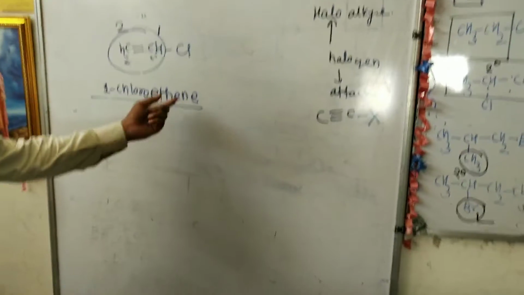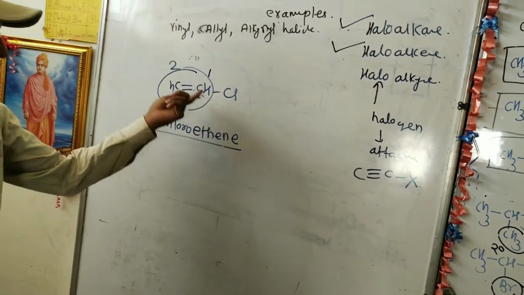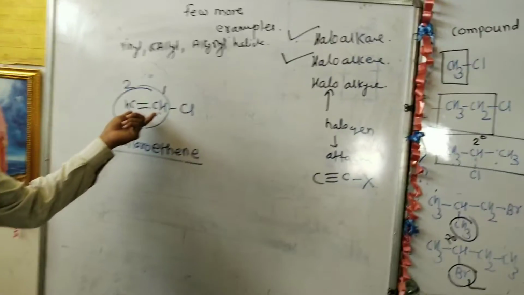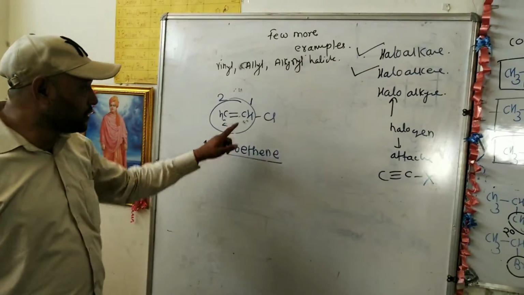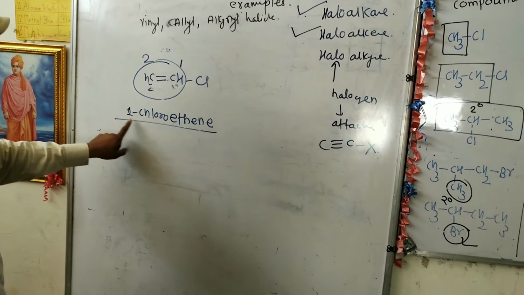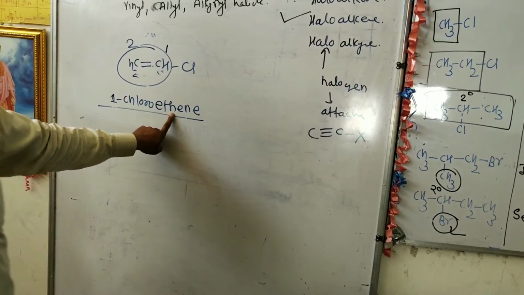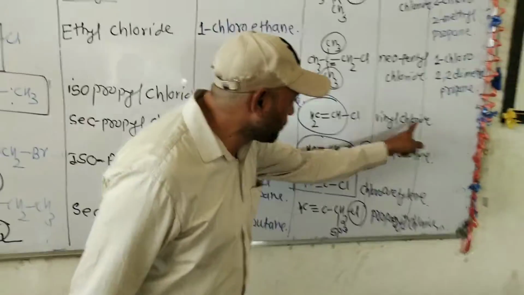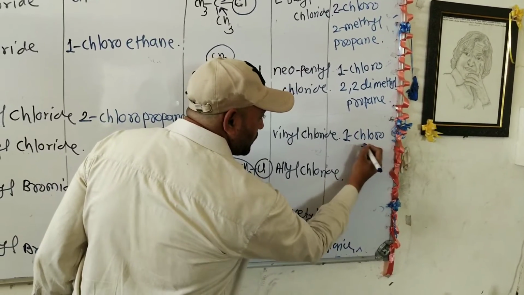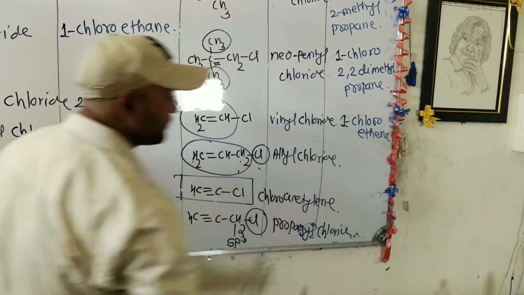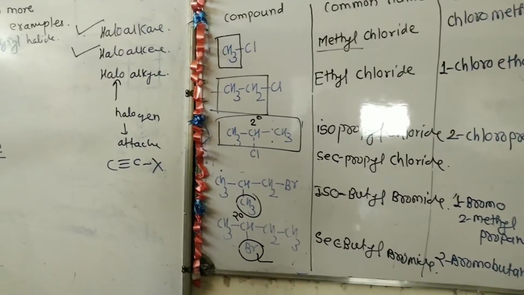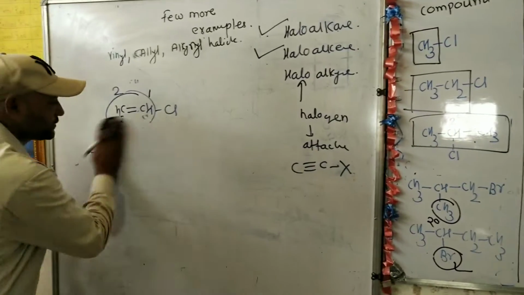1-chloroethene. Why do we call it ethene? Because it contains a carbon-carbon double bond. If a carbon-carbon double bond is there, we call it alkene. That's why the 2 carbon chain is called ethene, and number 1 carbon bearing the chlorine group is called chloro. 1-chloroethene. So what is the name of vinyl chloride? 1-chloroethene.